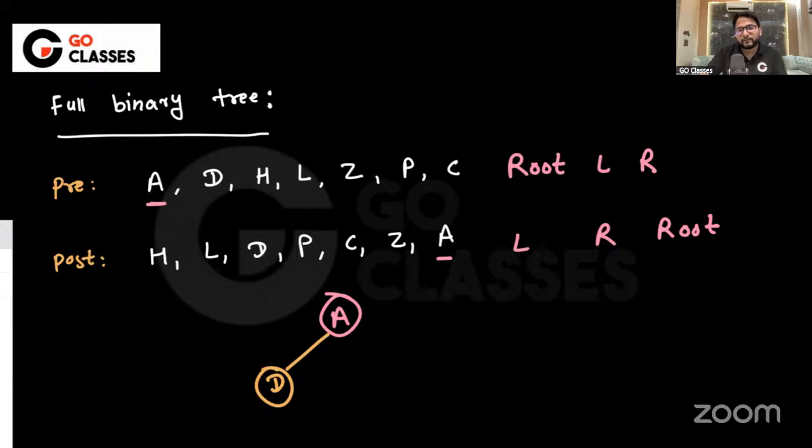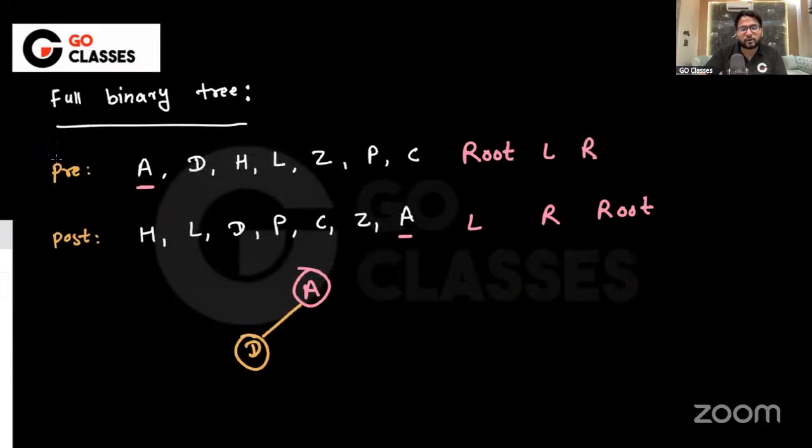So D is here, and now after D, either using pre-order or using post-order, you know what is the left and right. Using this, you can say left, right, and root. So left is H, right is this. So what is the step that we have done?